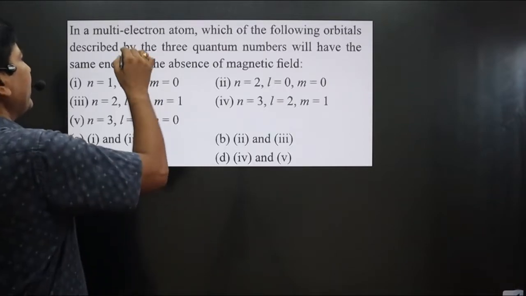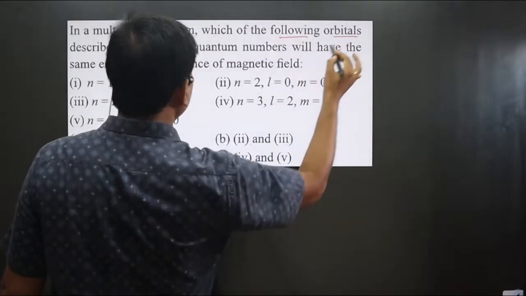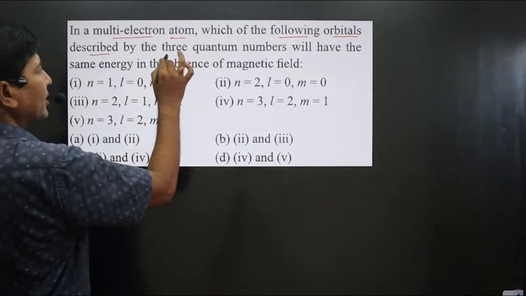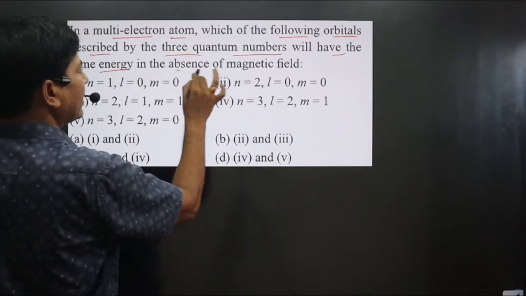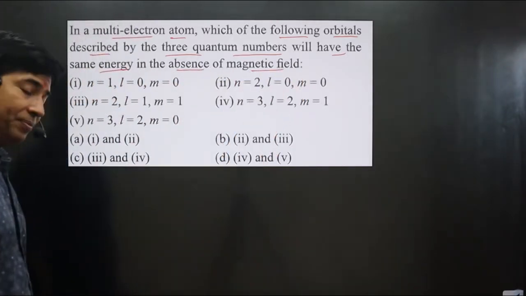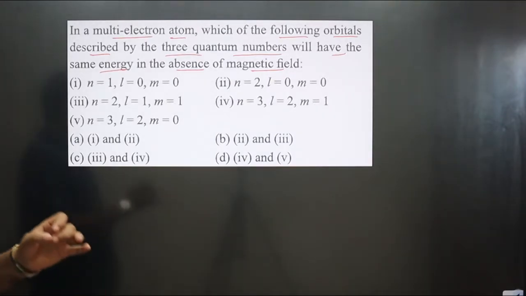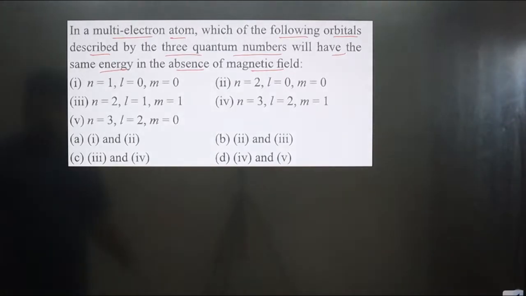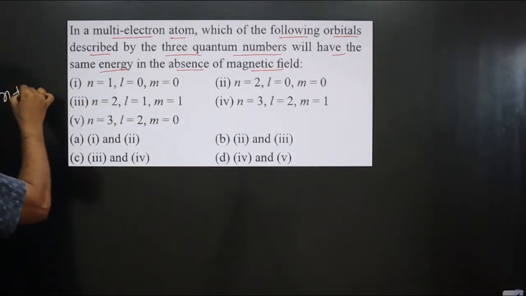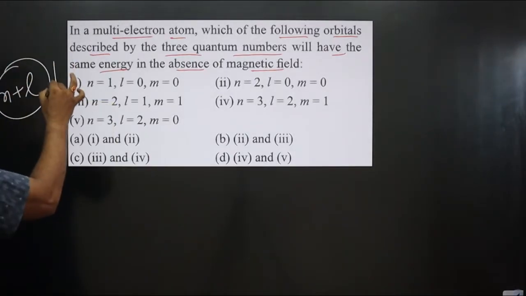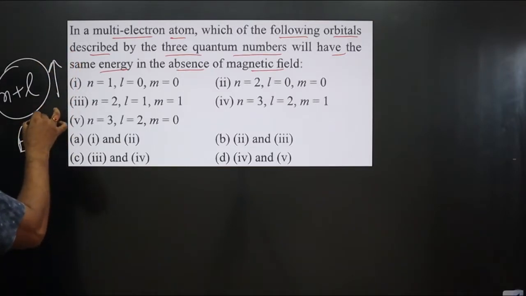The question says, in a multi-electron atom, which of the following orbitals described by the three quantum numbers will have the same energy in the absence of magnetic field? It is talking about the energy of the quantum numbers. To determine the energy, we apply the formula n plus L. Always keep in mind, the higher the value of n plus L, the higher the energy.